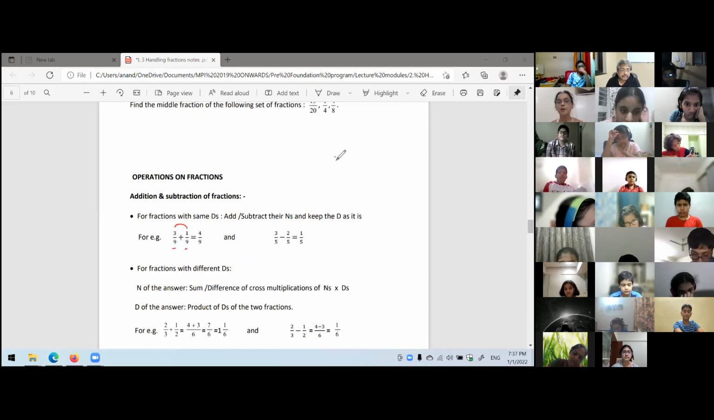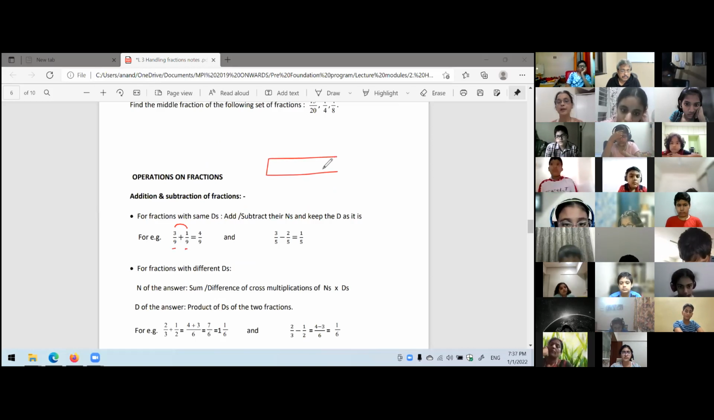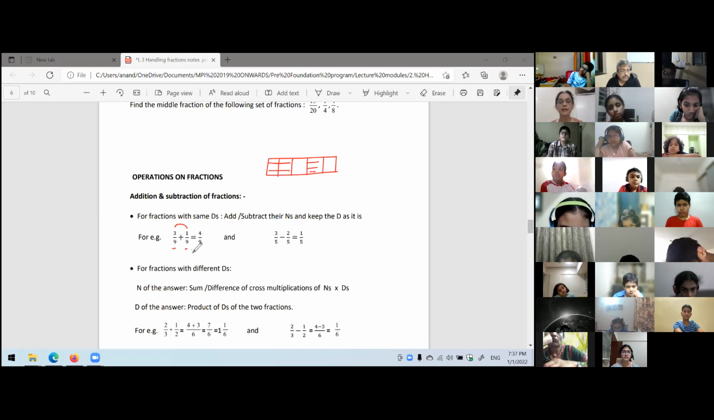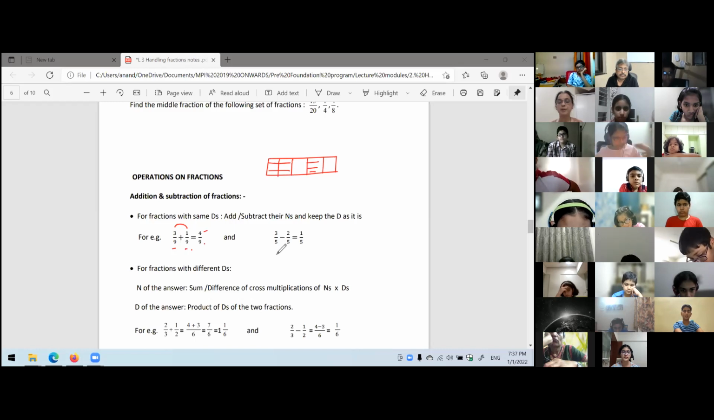2 upon 5 plus 1 upon 5. I have made 5 parts of the whole. I am adding 2 parts to 1 part. How many parts? 3 parts. D is same. Just add the numerators and get the answer. Keep the D as same. Subtraction also same. D is same. Just subtract the numerator and you will get the answer.